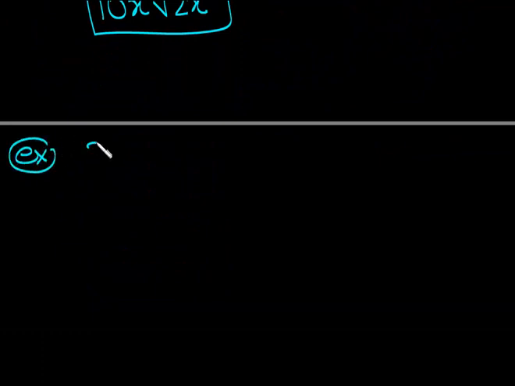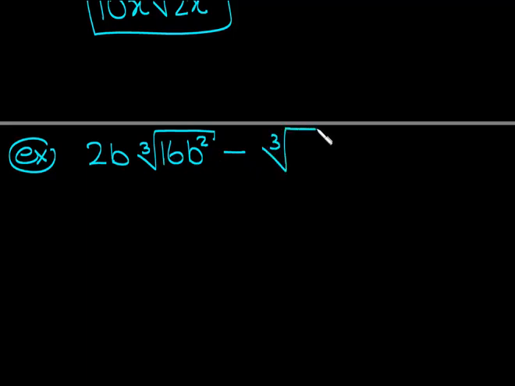Let's say I have 2b times the cube root of 16b squared minus the cube root of 128b cubed. Let's make it b to the 5th. I'm subtracting two radicals. The only way I can subtract two radicals is if they're exactly identical, so I need to maybe reduce these first. So let's do that.